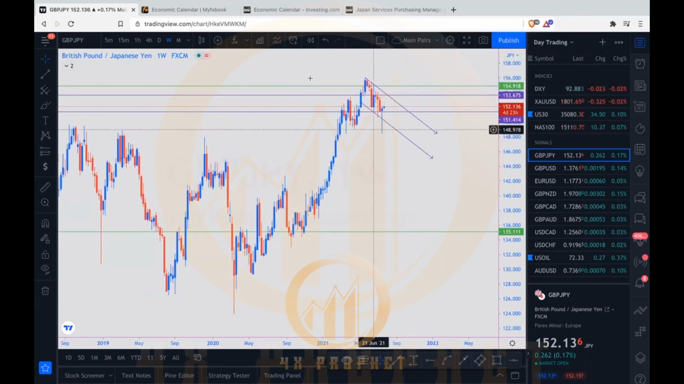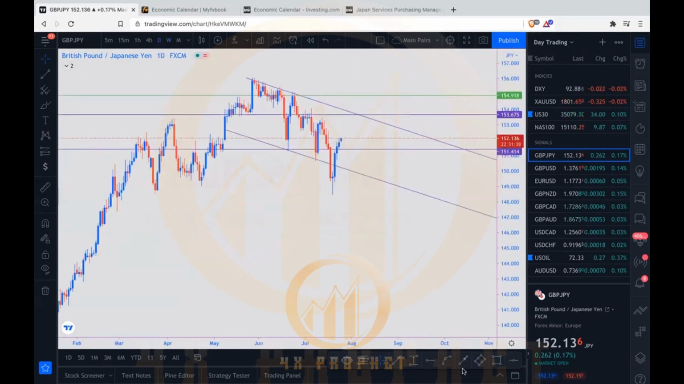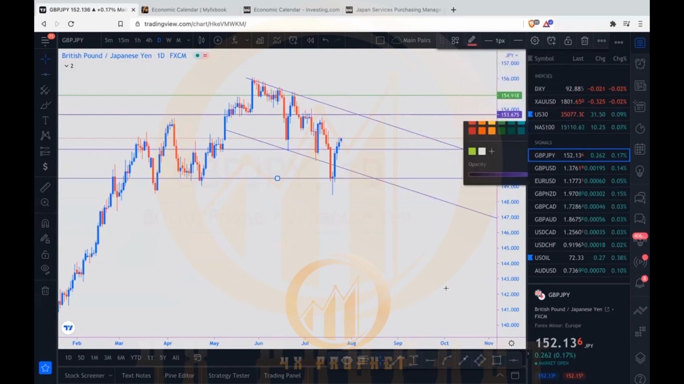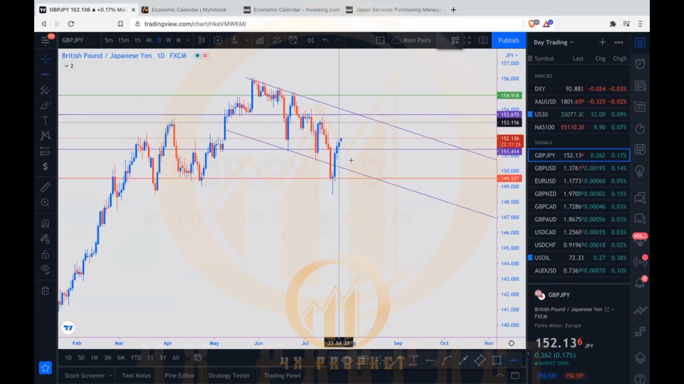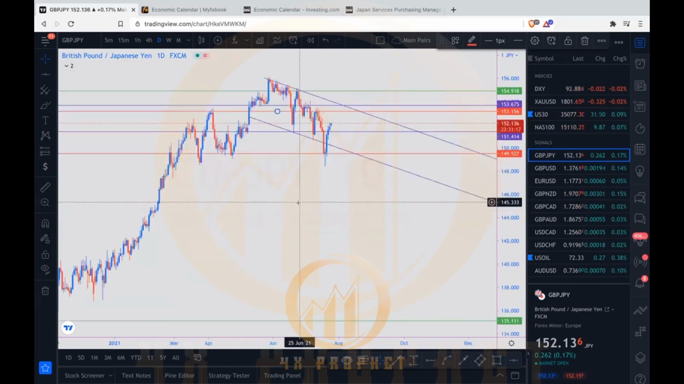Perfect. Now that we have that, we're going to head over to our daily time frame. On our daily time frame, we're going to do the exact same thing. So right here, we have our daily support. Then up here, daily resistance. And what you can do again is draw a trend line on your daily time frame.